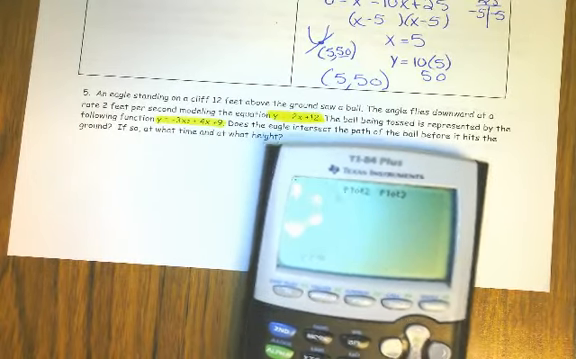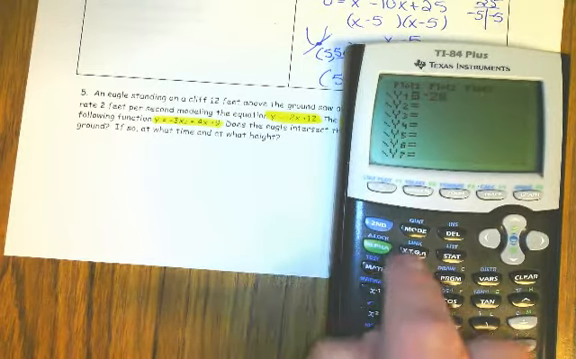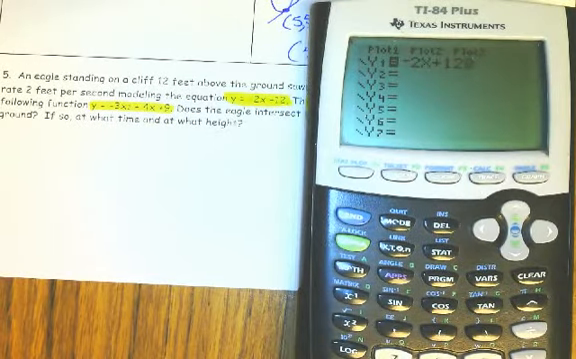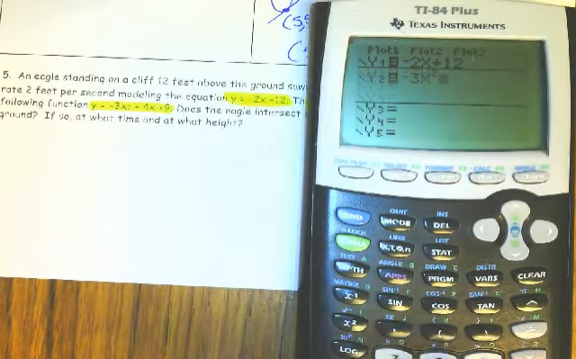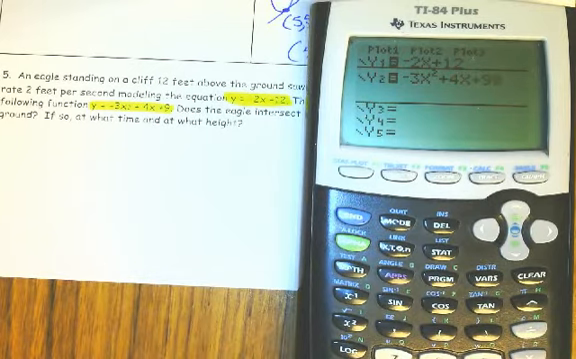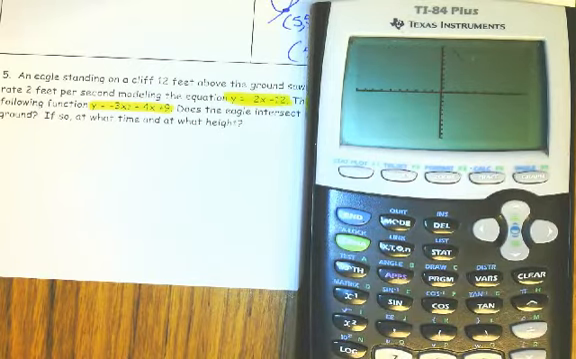All right, so if I come up here and do y1 equals, I'm going to put in the negative 2x plus 12. And then I'm also going to put in y2, negative 3x squared plus 4x plus 9. And when I do that, I'm just going to look at my graph.